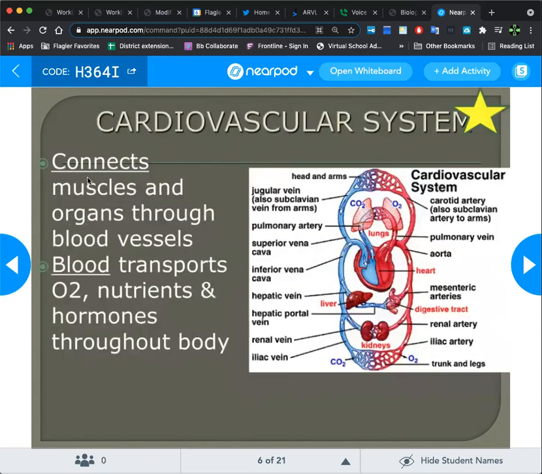All right. And then, like I said, this connects your entire body, your muscles, your organs, everything through the blood vessels, the veins, the arteries, the capillaries, and it transports the oxygen, nutrients, hormones. Okay, those are the big ones. If you have that in your assignment, that it transports oxygen, nutrients, and hormones throughout your body, you're pretty good. And then white blood cells help fight off infections too.